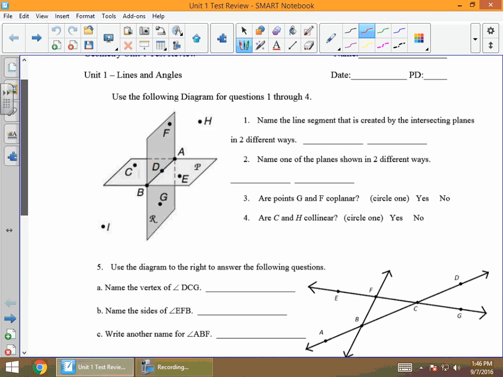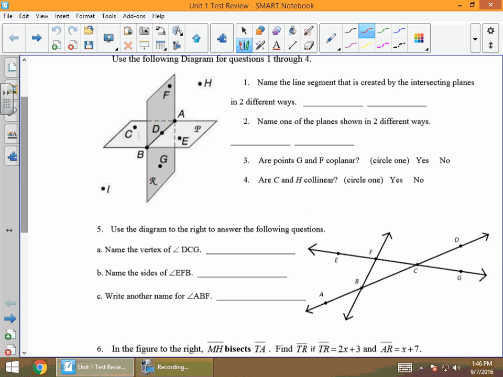Number 1, we have this picture here, and hopefully you can see the difference between the vertical plane and the horizontal plane. It wants to name the line segment that's created by the intersecting plane. So if you look and see where those two planes intersect, I'll highlight it here in red. Right there, from point B all the way over to point A, it is a segment, so I have to name it two different ways. I can call it AB, or I can call it BA if I want. Either one of those two would be just fine.